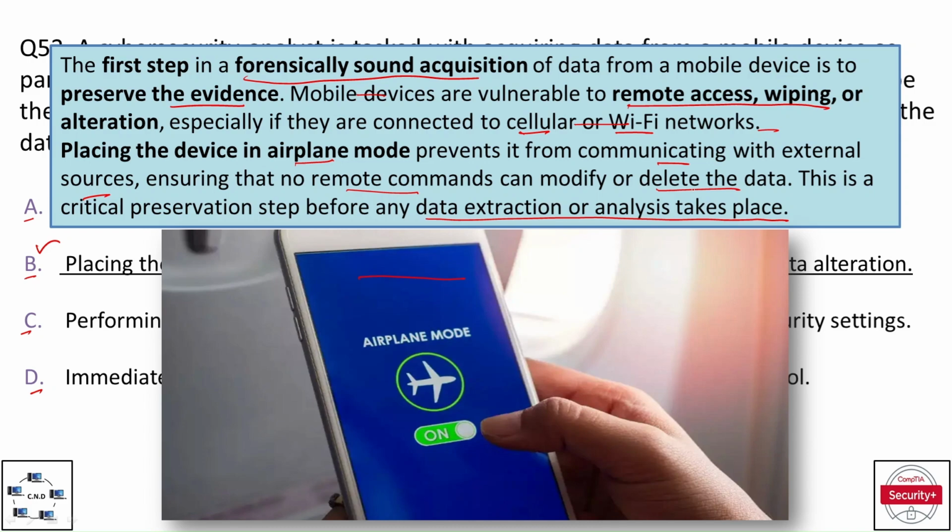So remember, whenever there is an incident and we need to acquire evidence for some investigation or forensics, the most important and foremost step is to preserve the evidence as it is, to prevent the evidence from being changed or tampered with during or before the investigation.